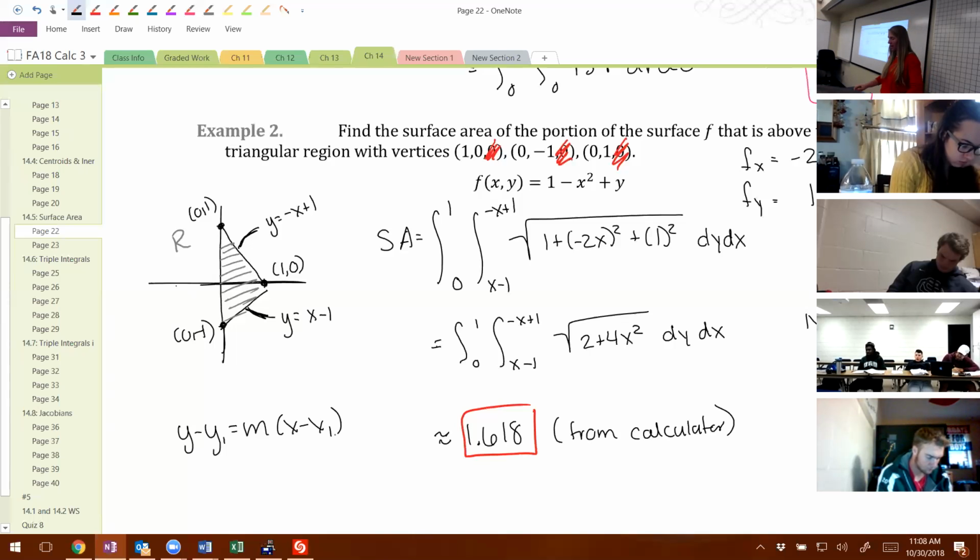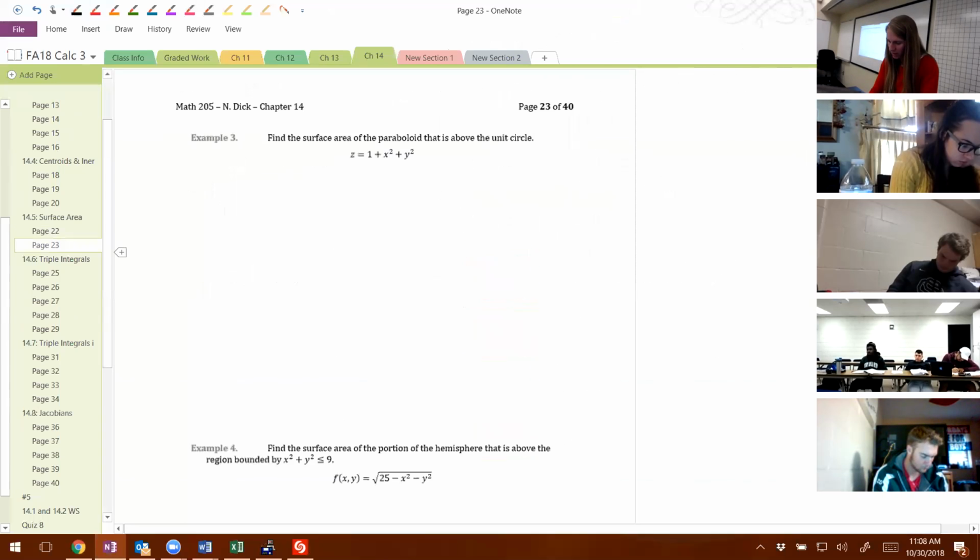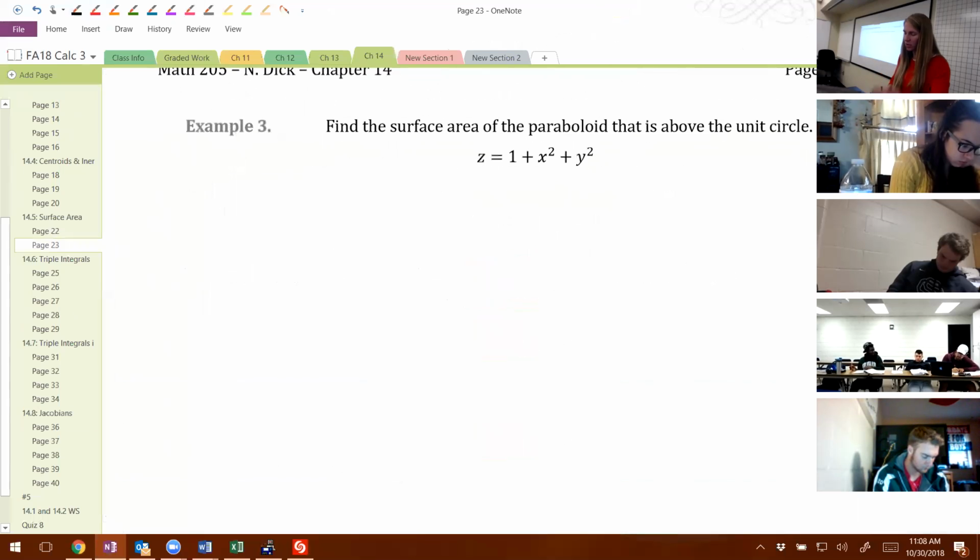I mean, we're not doing a lot of the mathy part of this, so hopefully the setup makes a bit of sense. Two more to set up, and then we should be good with this section. Find the surface area of the parabola that is above the unit circle.